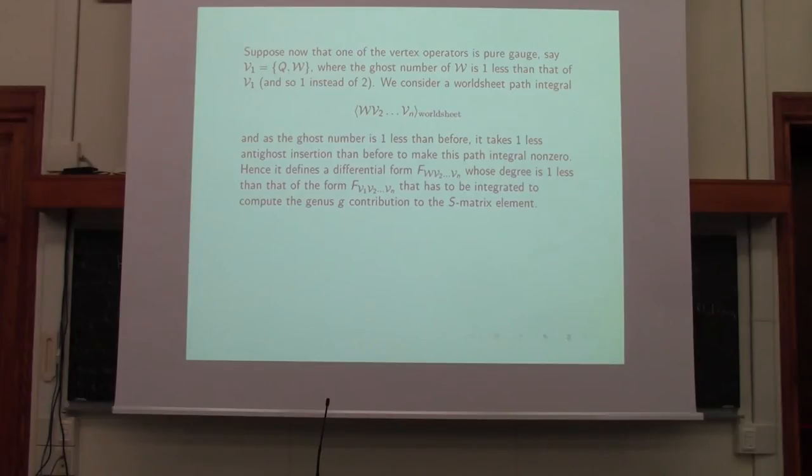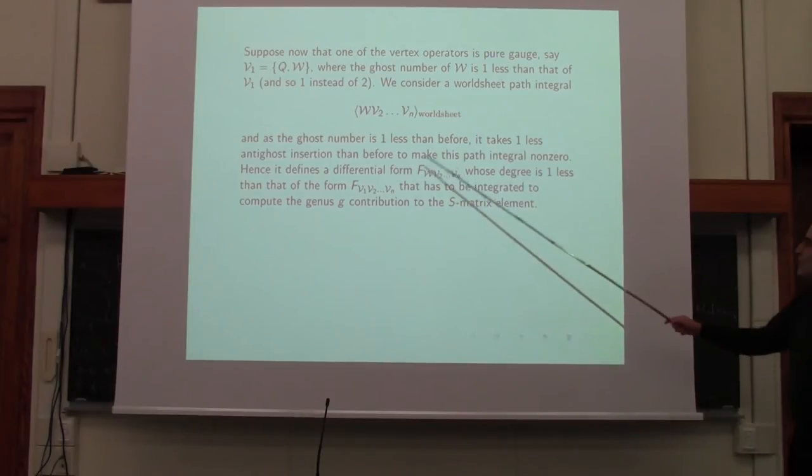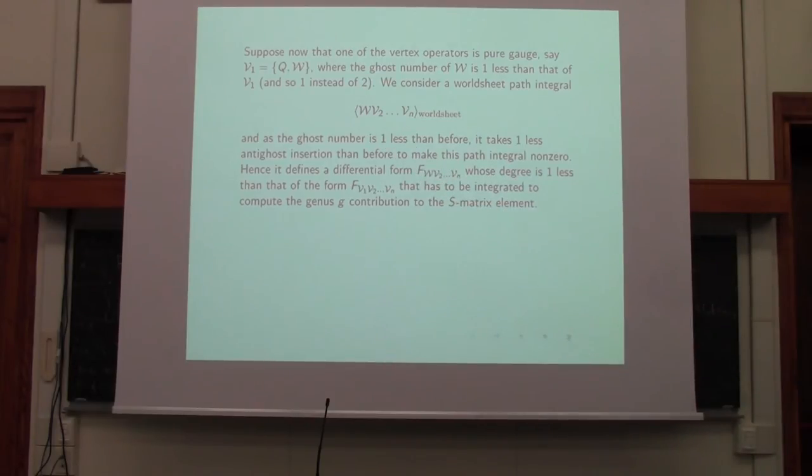Suppose now that one of the vertex operators is pure gauge, for example, let V1 be Q of some W, where the ghost number of W is 1 less than that of V1, because Q, the BRST operator, increases the ghost number by 1. Then we consider a worldsheet path integral where V1 has been replaced by W, and since the ghost number is 1 less than it was before, it takes 1 less anti-ghost insertion to make this path integral non-zero, so it defines a differential form whose degree is 1 less than it was before. That means its degree is too small by 1 to be able to integrate it over moduli space.